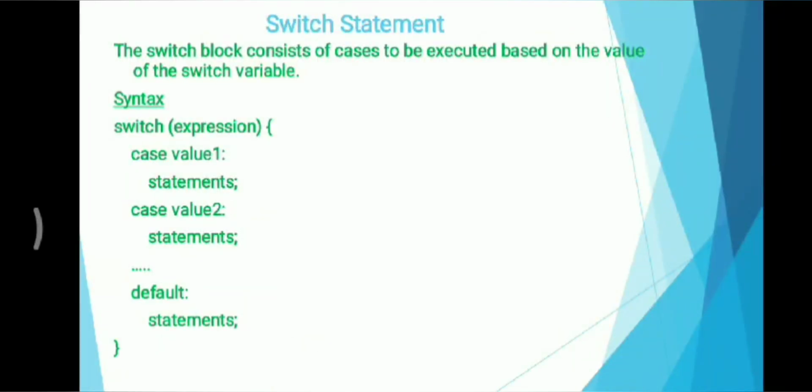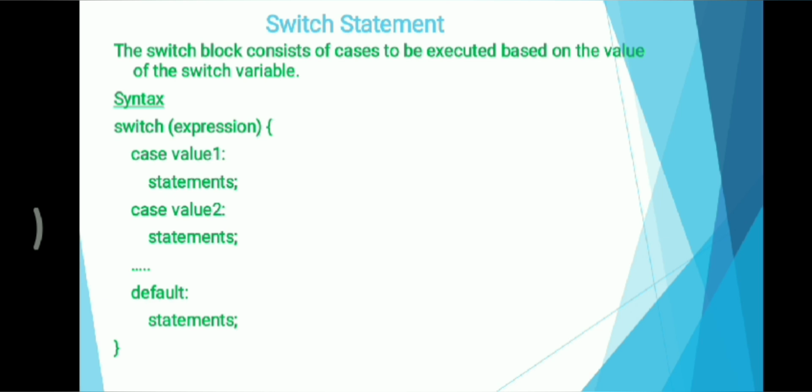Next we are going to see the switch statement. Here the switch block consists of several cases which are to be executed based on the value of the switch variable. So switch is a keyword, it is a block, and it consists of several cases. Each and every case will be executed based on the value given in the switch expression. Okay, let's see the syntax. Here switch is a keyword, within this I have given an expression. So here you are going to give the value, and based on the value, it will check with the case values.